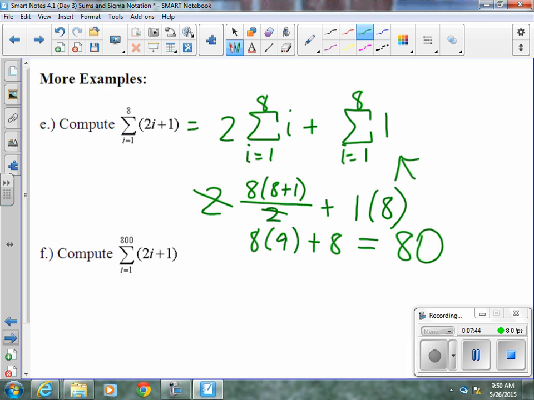Go ahead and give F a try because we already did E on a previous page without the formulas. It's not too bad because there's not that many terms, but when you get to F and they now want 800, a little bit harder. Go ahead and give that one a try. We'll talk about that answer in class tomorrow.